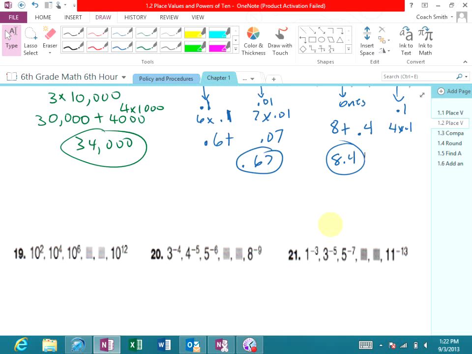All right, number 19 says 10 to the second, 10 to the fourth, 10 to the sixth, blank, blank, 10 to the 12th. First of all, you have to establish what the pattern is, and then you're going to repeat the pattern in the two blanks. So first of all, listen to my question. What is the pattern? That's what I'm asking for. Judah.